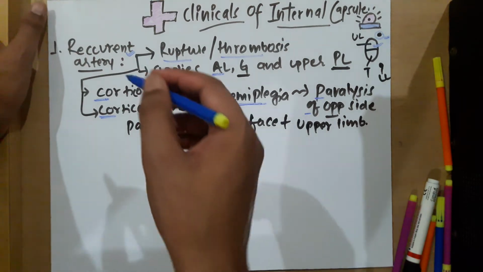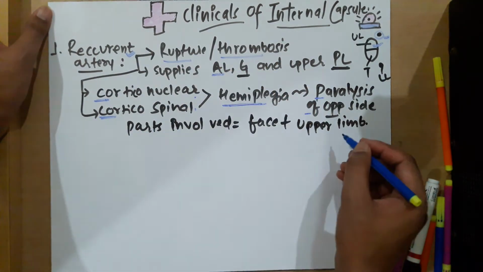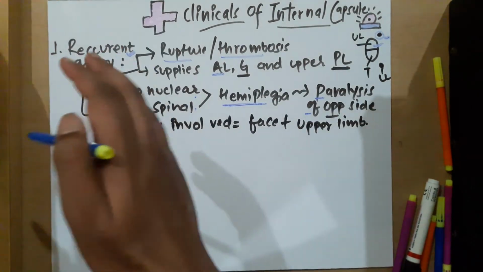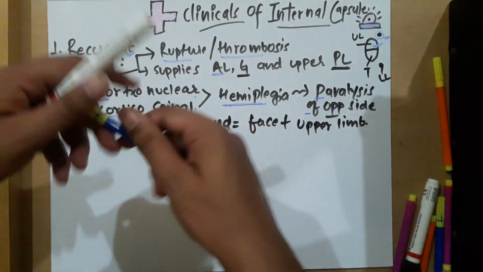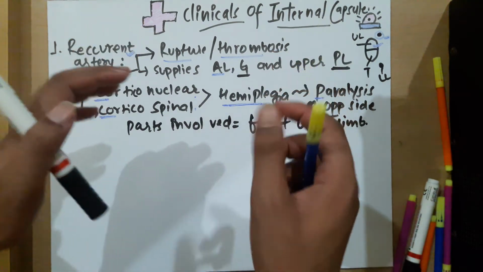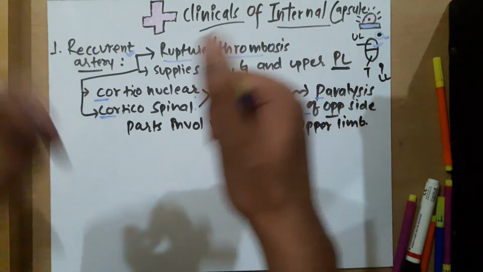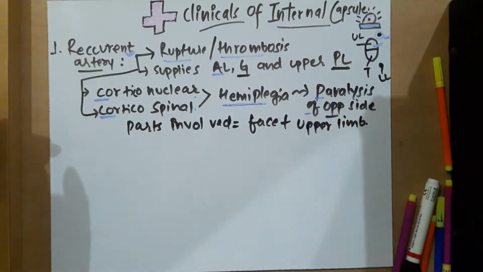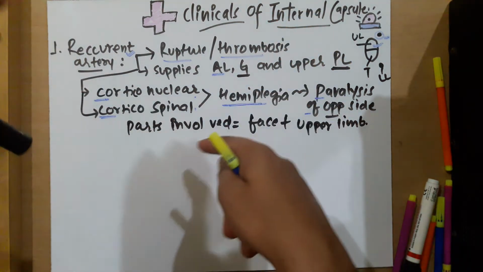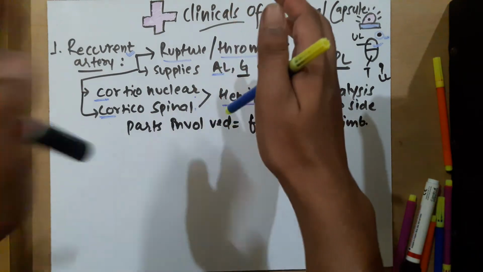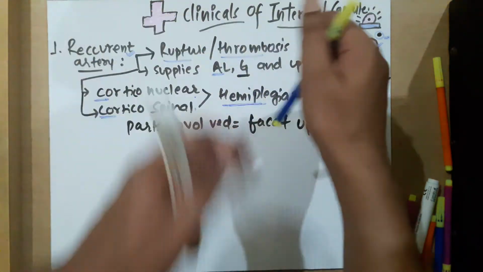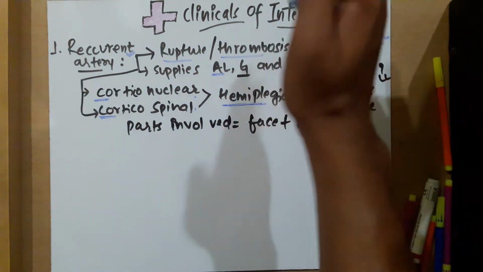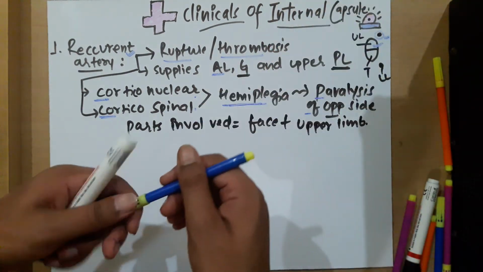So opposite side, why opposite side? You know that if you have a right-handed person, then your dominant hemisphere will become the left hemisphere. We also discussed this while discussing the corpus callosum. If you are a right-handed person, your dominant hemisphere will be the left. That's why damage to the left side of the internal capsule will cause hemiplegia of the opposite side, paralysis of the opposite side, right side, yes or no? So that's why opposite side.